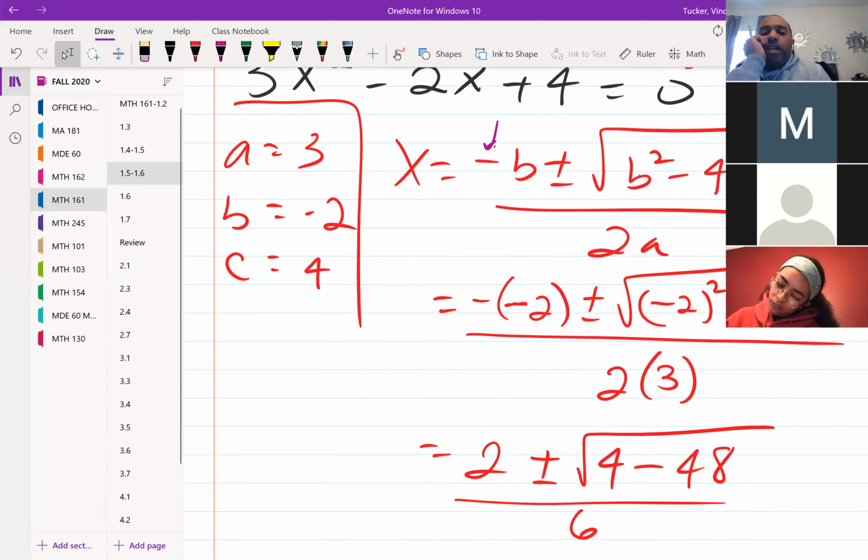So that negative to negative turns positive for that 2. So we have +2 sitting on the outside of the plus or minus. Then under the radical, we have -2 squared, which is +4. And 4 times 3 is 12. 12 times 4 is 48. And 2 times 3 is 6 on the bottom.